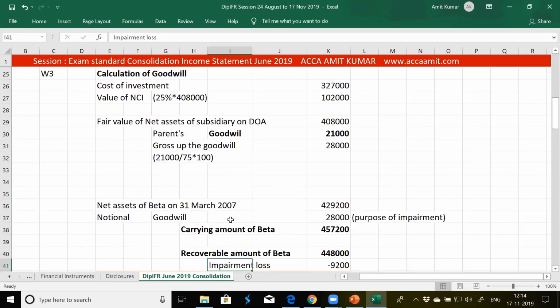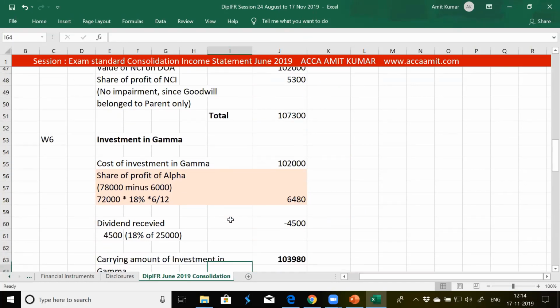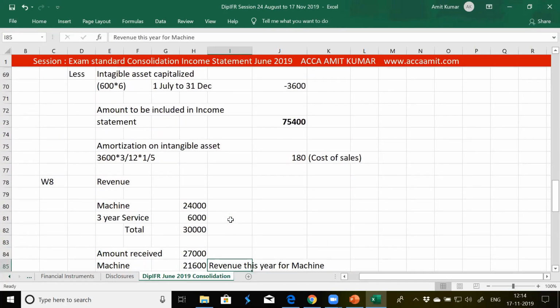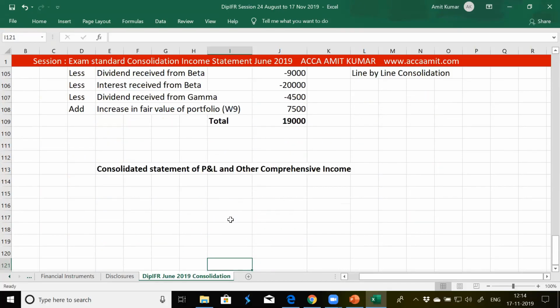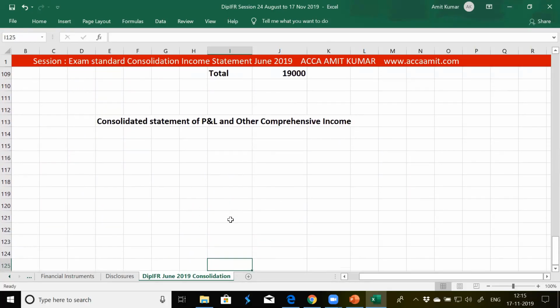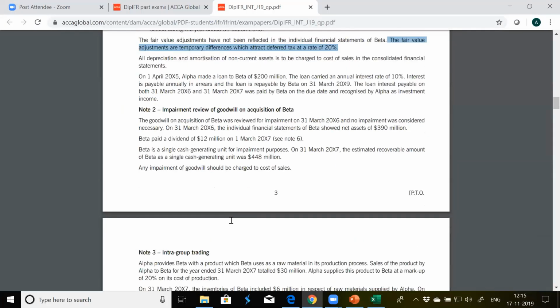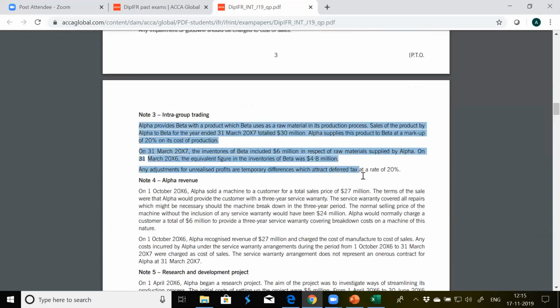As far as the income statement is concerned, we need to be careful of how much will be the deferred tax adjustment for the current year. That is the amount I was actually looking for, how much will be the deferred tax adjustment in the current year. So if you look at revenue, there's one adjustment left to be done, intra-group trading. We'll do it now as we add up the revenue.